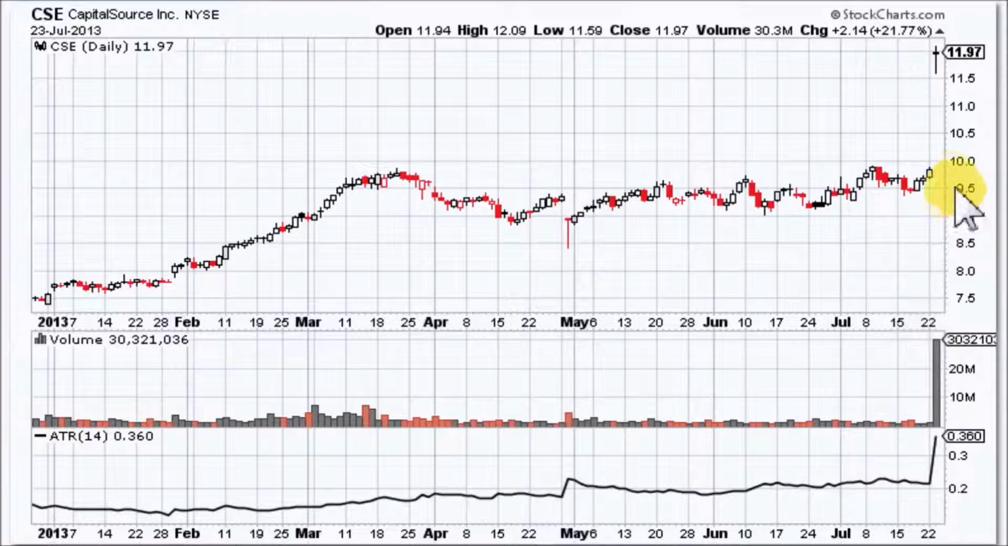Now here's another gap up from 10 to almost $12 on that gap up at the open on huge volume. Could have been caused by good news or a good earnings report, but look at ATR, sets new highs on the chart, showing that that was an extremely volatile move.